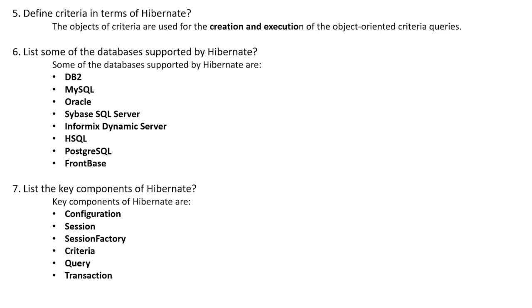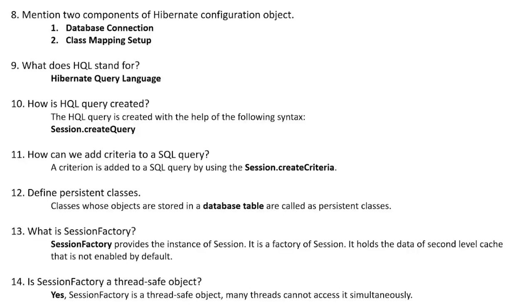Question 7. List the key components of Hibernate. Answer. Key components of Hibernate are configuration, session factory, session, criteria, query, transaction. Question 8. Mention two components of Hibernate configuration object. Answer. Database connection and class mapping setup.